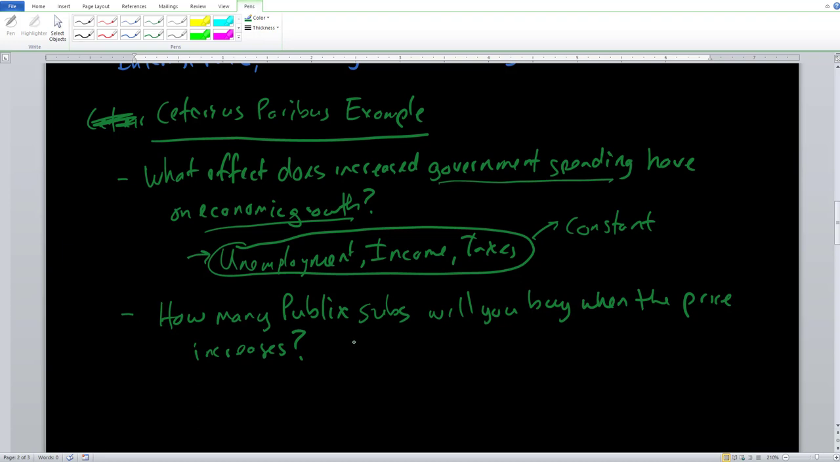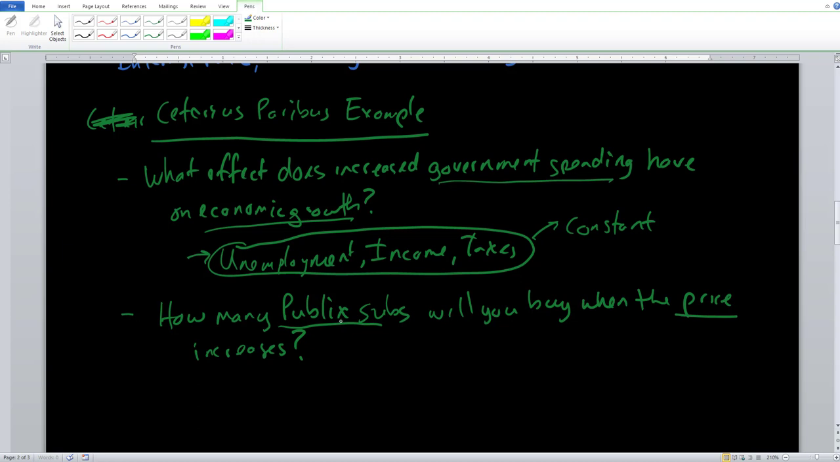So what are the two variables we want to focus in on with this question? Number one, we want to focus in on the price. So what happens when the price changes? And variable B right here is the quantity of these Publix subs. So here, when the price increases, how is that going to change how many Publix subs that you are going to buy? So here we have a price-quantity relationship, and that's going to be the law of demand, as we're going to see in chapter number 3.